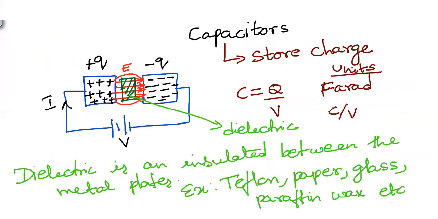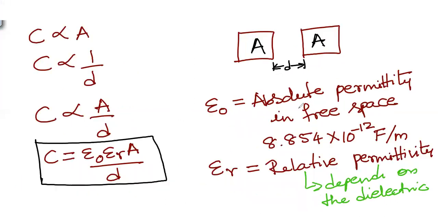Symbolically, the capacitor is represented as two parallel lines, where this is parallel because you have two metal plates. You should make sure that the lines are of the same length.